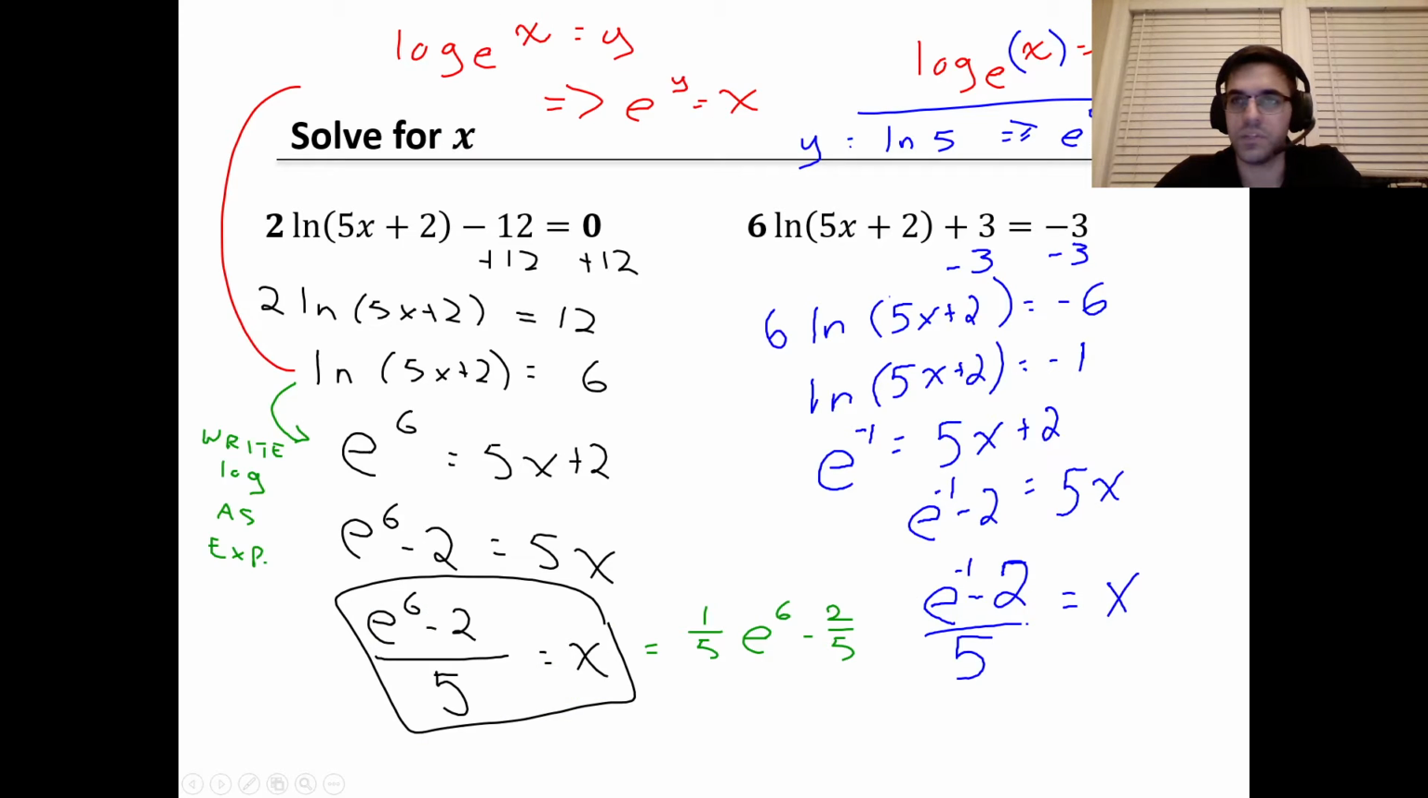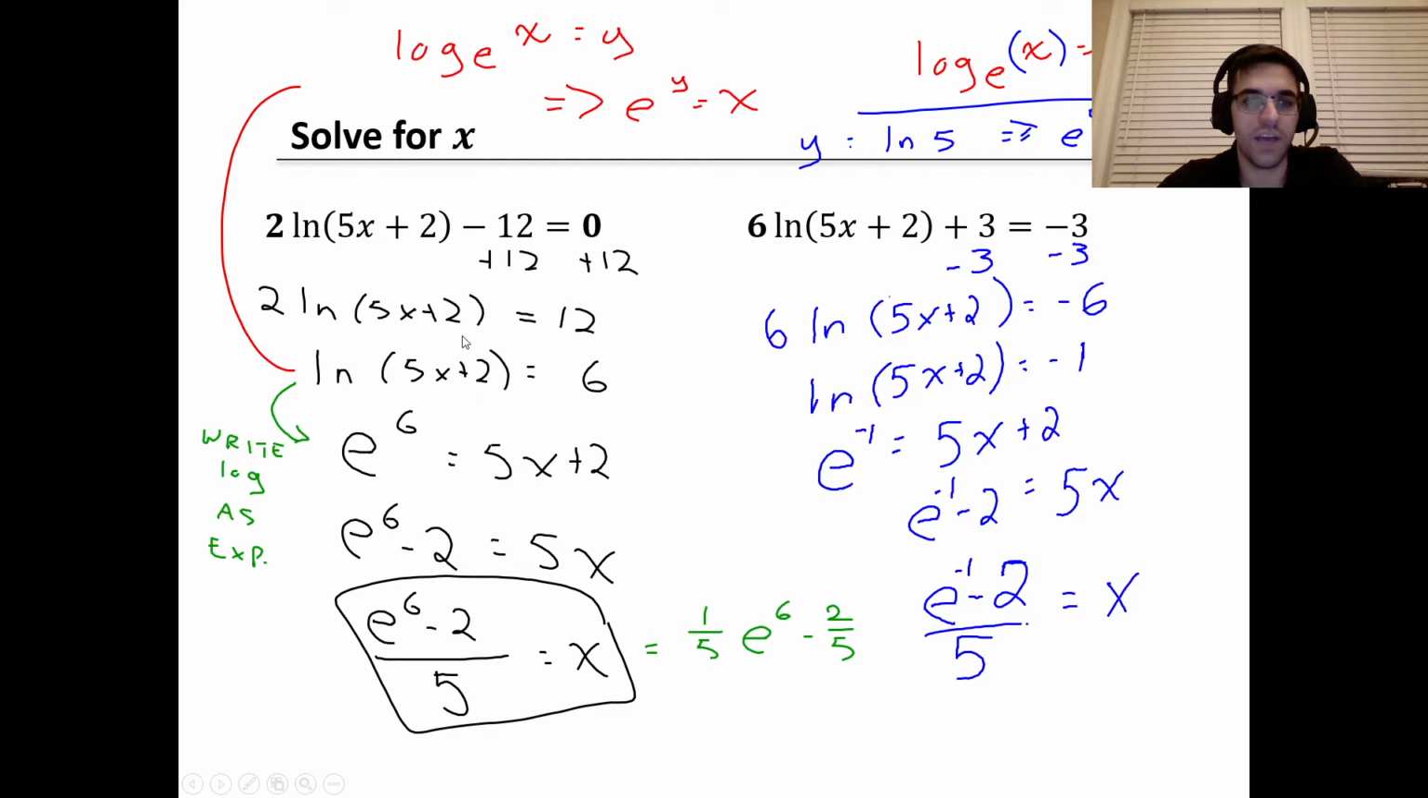Okay, some examples here. Let's solve for x in natural log equations. The first one is 2 times the natural log of 5x plus 2, minus 12 equals 0. I'm going to solve this equation for the natural log function. I'm going to add 12 to both sides, and then divide each side by 2. So 12 divided by 2 is 6. So the natural log of 5x plus 2 is 6.